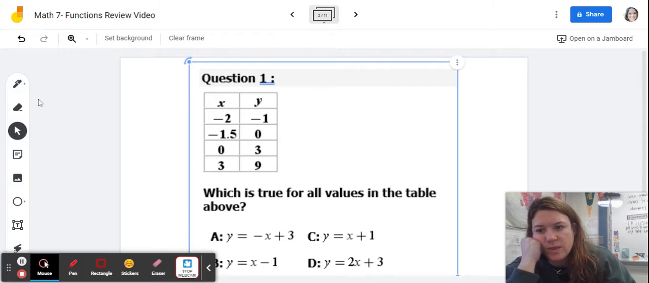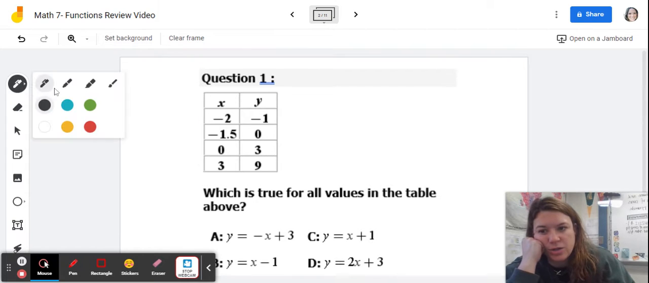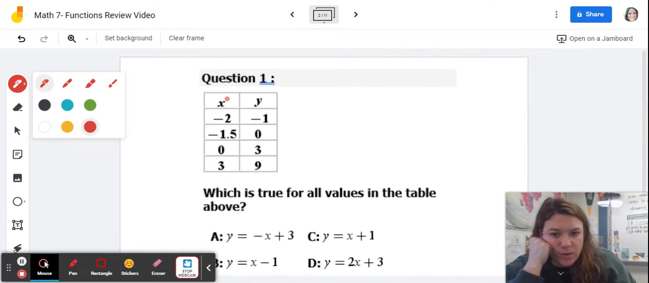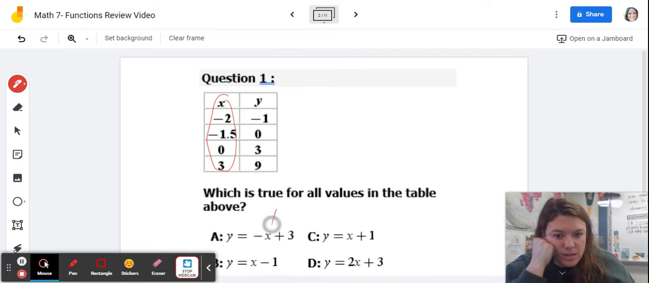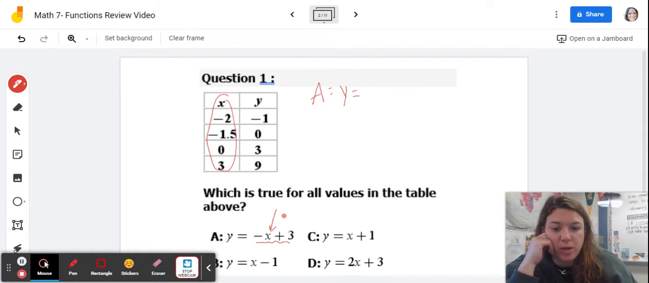All right, so this is just plugging. This is an XY table, and you're just plugging in these values for X into these X's. It's just substitution. So I'm going to start with -2 and I'm going to plug it into this one right here. I'm just picking one randomly. And if I put a negative sign and then the -2 and then +3, and then I just do this math on the Desmos calculator, that is actually going to become a positive. So this would equal 5. And this isn't a 5, so I know it's not A.